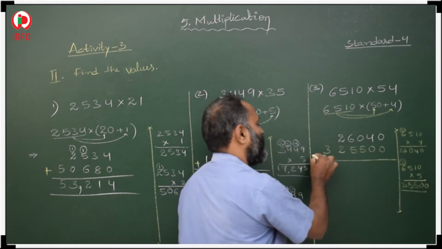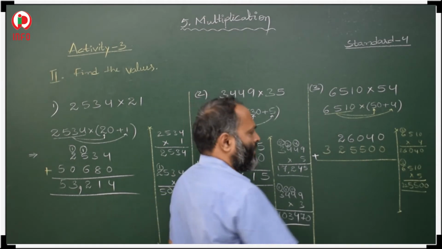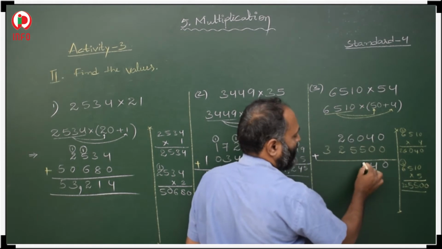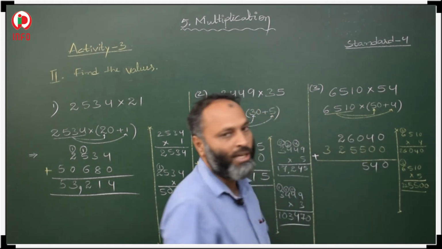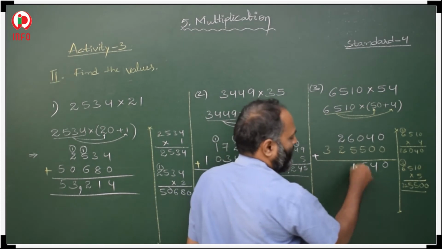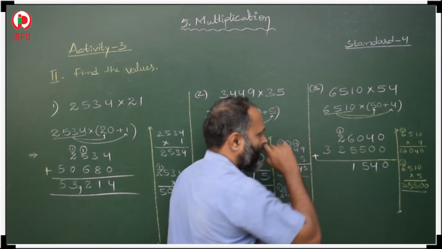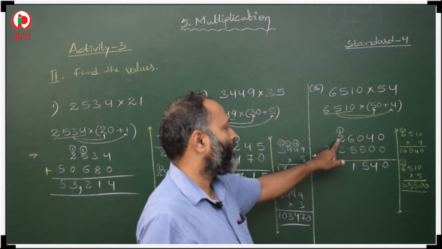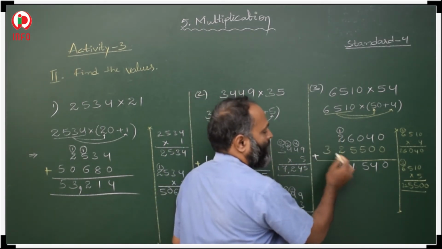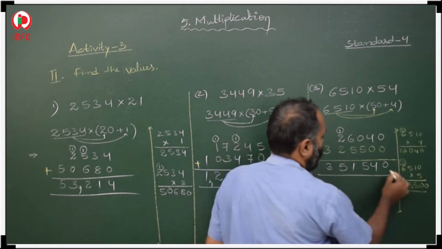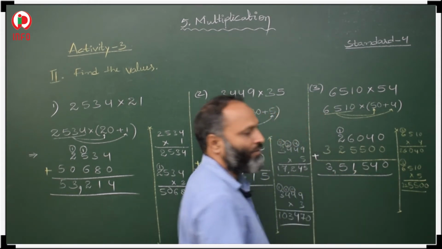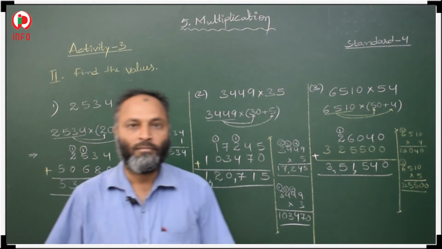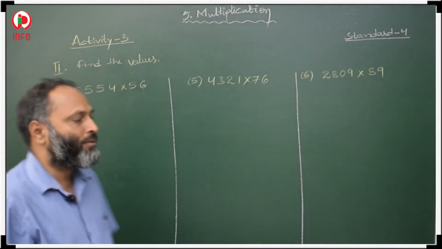Now you add: 0 plus 0 is 0, 4 plus 0 is 4, 0 plus 5 is 5, 6 plus 5 is 11, 1 in thousands, another 1 carry over on 10,000s place, 2 plus 2 is 4, 4 plus 1 is 5, and here only 3 is there, that 3. It is 3,51,540. This is your product. Okay. Yes, now students, next question.